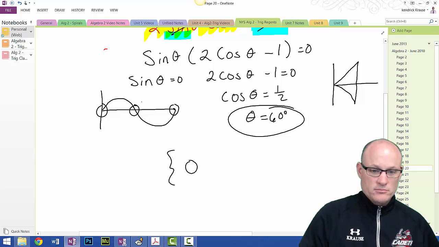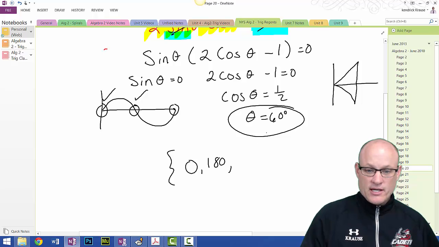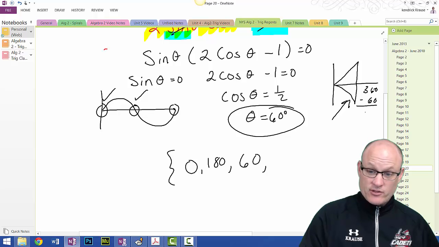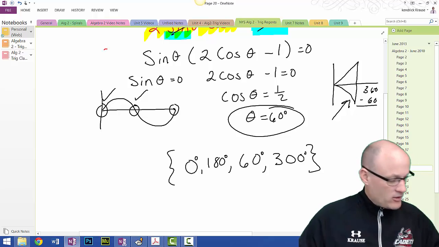0, ka-ching, 180 for these two. Ka-ching. This one's going to give me 60 because it's positive. And I also need the one in the fourth quadrant. We're going to take 360 and subtract off 60 to find out your last angle is 300 degrees. Degrees, degrees, degrees, and degrees. Don't be sloppy or silly.